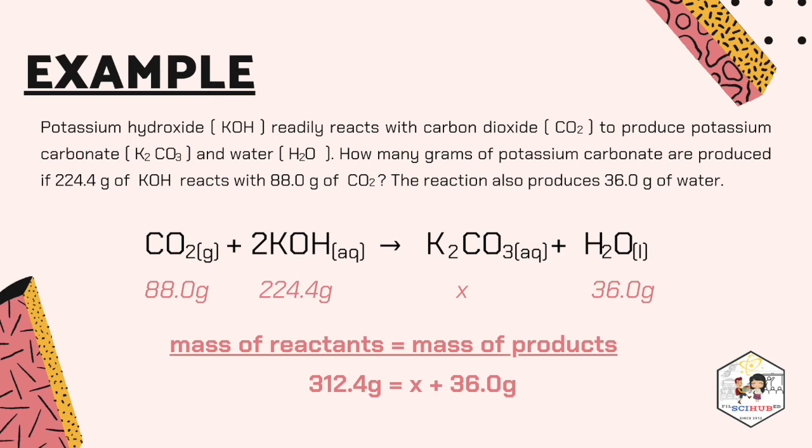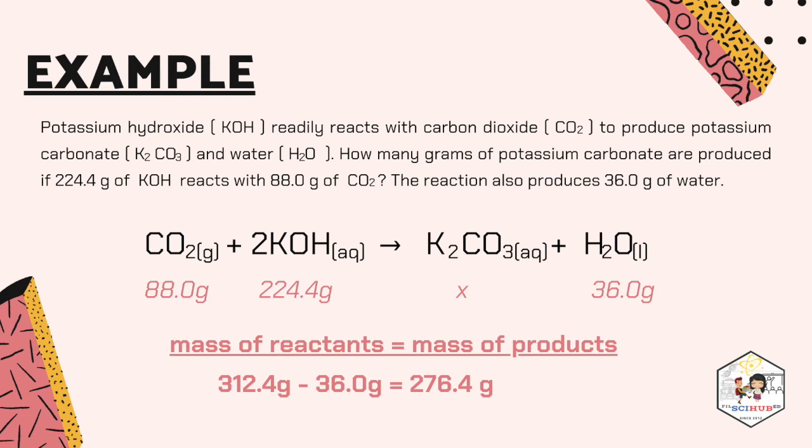So mass of reactants is equal to mass of products. So 88.0 plus 224.4 grams is actually 312.4 grams. And in our equation, that is equal to X, the mass of potassium carbonate, plus the mass of water, 36.0 grams. Okay. And in order to find X, we subtract 36.0 grams from both sides of the equation, and we get 312.4 grams minus 36.0 grams is equal to X, or the mass of potassium carbonate. And if we solve that, we get 276.4 grams.